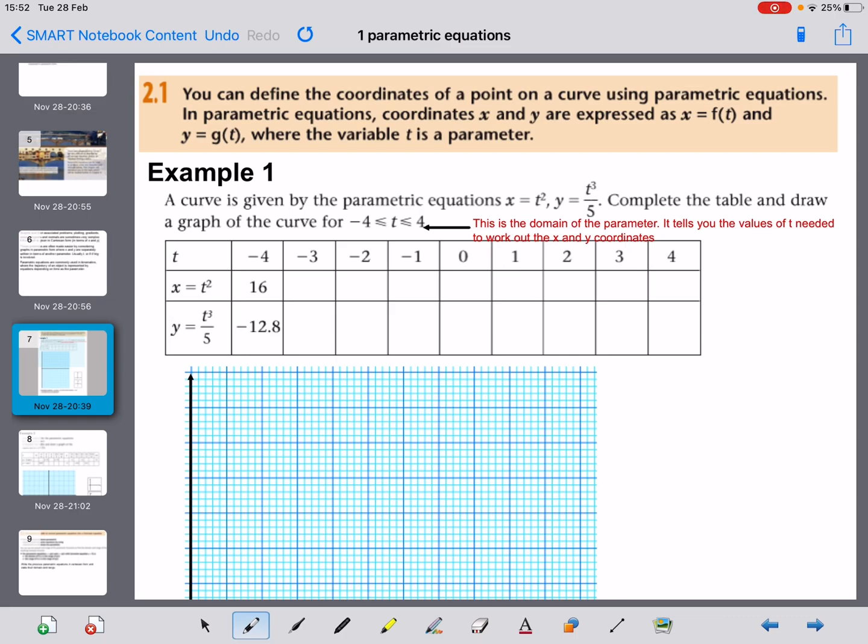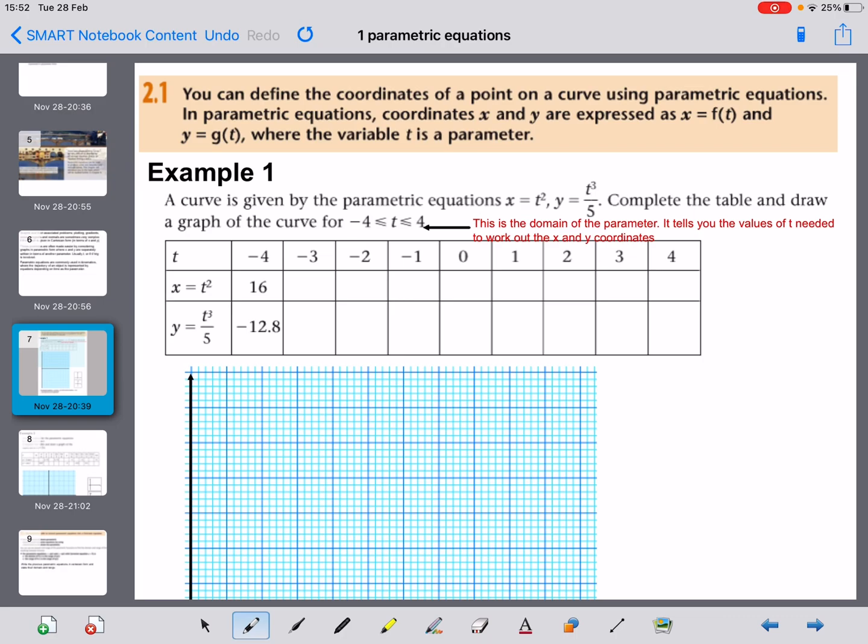Okay, so we're going to plot two graphs. So you're going to need a pencil, your calculator. Okay, it says a curve is given by the parametric equations x equals t squared and y equals t cubed over 5. Complete the table and draw a graph of the curve for t is greater than or equal to -4 and t is less than or equal to 4.